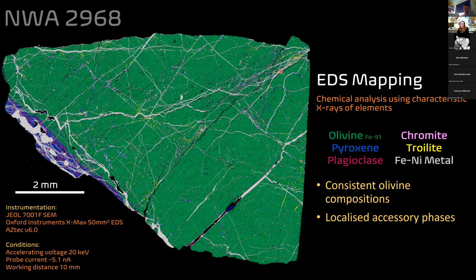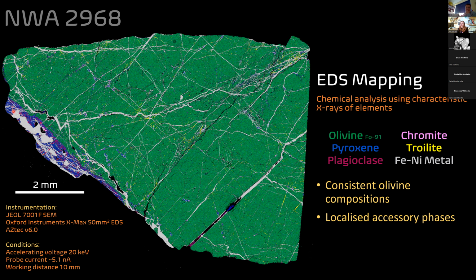I do have some individual point data, and this rocks up to about forsterite 91. It ranges from forsterite 89 to 92. The average is about 91. So if you imagine a scale of basically 0 to 100 of how magnesian it is, it's a very magnesian olivine, which is unusual for HEDs, and that's a future problem that I will deal with.